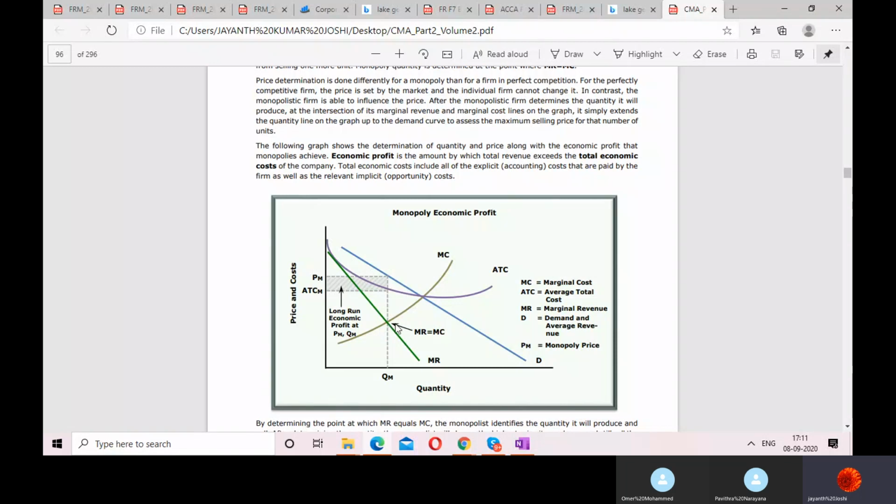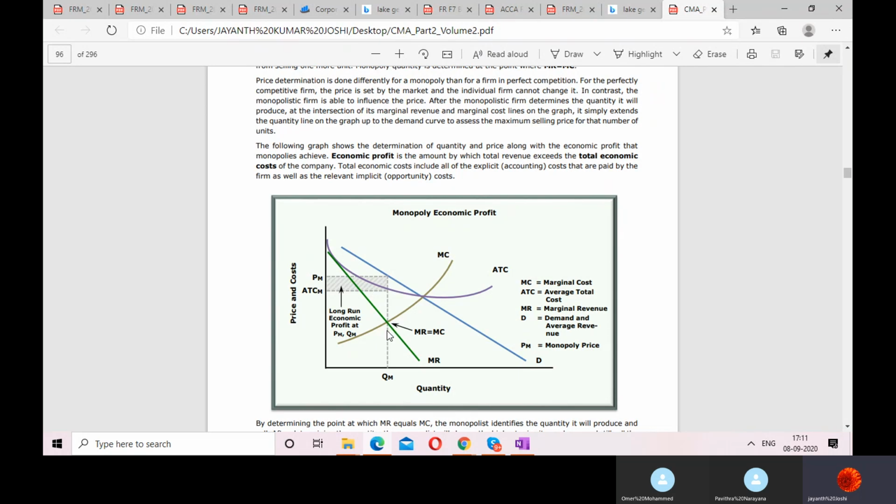This point is called the equilibrium point, where your marginal revenue is equal to your marginal cost. Okay, because marginal revenue is decreasing with additional units and marginal cost is increasing with additional units, and they meet at a point. That point is called the equilibrium point.